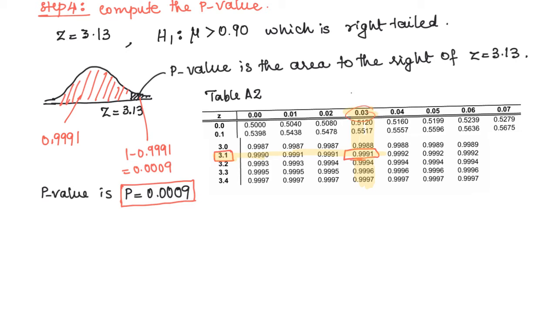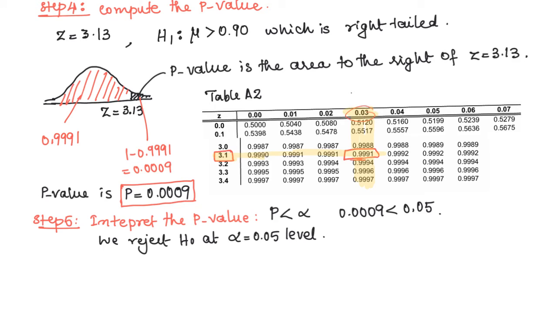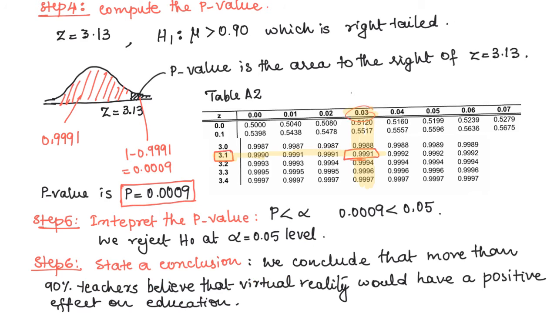Step 5 is interpret the p-value. That means compare the p-value with alpha. P is less than alpha. So we reject the null hypothesis at alpha equal 0.05 level. Now step 6, state a conclusion. We conclude that more than 90% of teachers believe that virtual reality would have a positive effect on education.